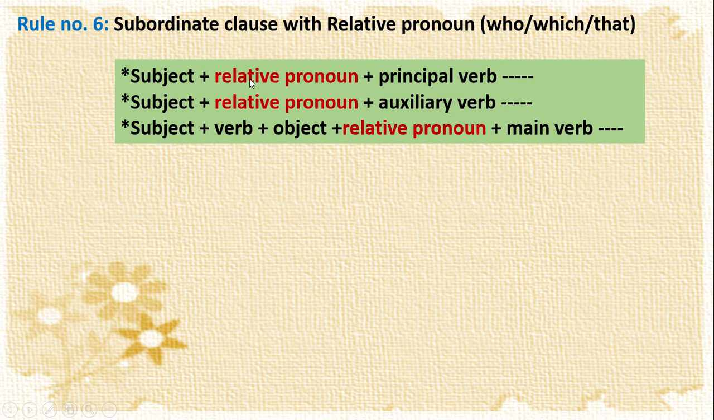The relative pronoun can be used after the subject, that is subject plus relative pronoun plus principal verb, or subject plus relative pronoun plus auxiliary verb, or subject plus verb plus object plus relative pronoun plus main verb. Look, after the relative pronoun, here it is principal verb, here it is the auxiliary verb, but in the third case, after the subject there is the verb and object. Let's see the example.